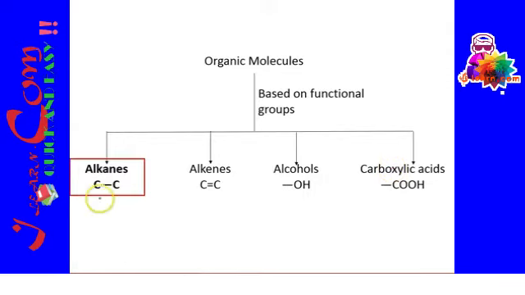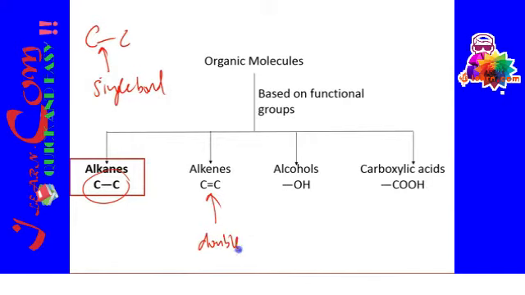So alkanes, simpler structure, that's why we are doing it first. This C single bond C, this line here represents a single bond. So this line here represents a double bond. This line here represents a single bond, single covalent bond. All these are covalently bonded.